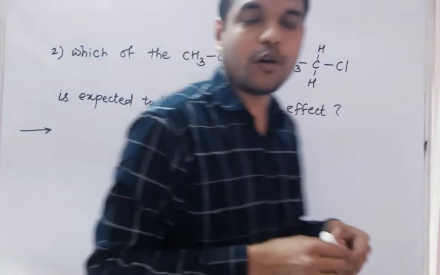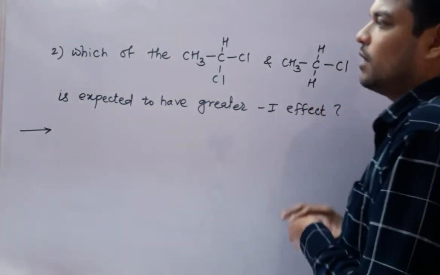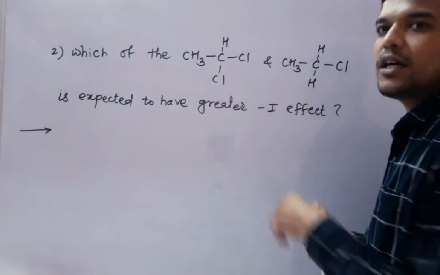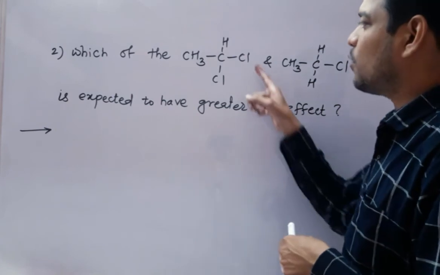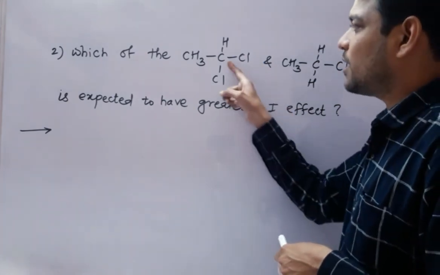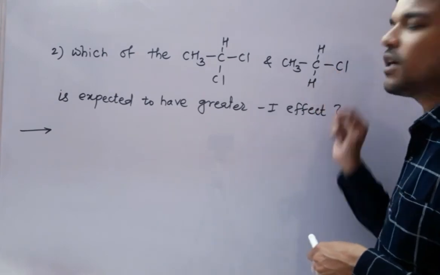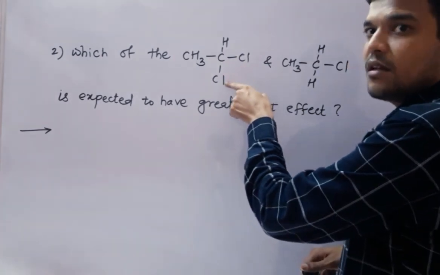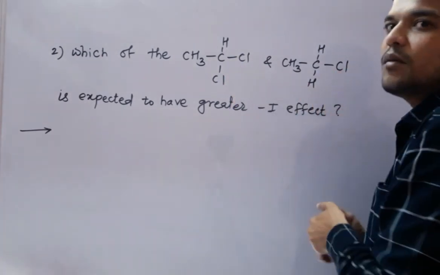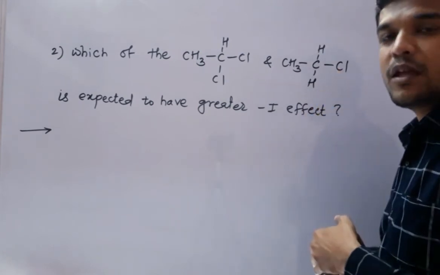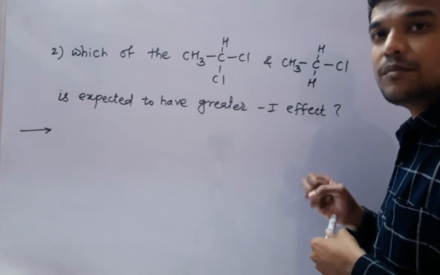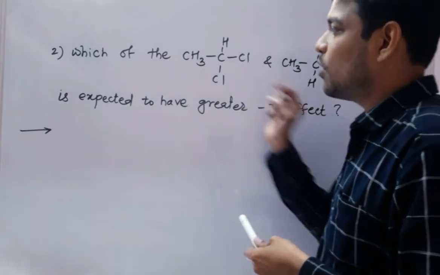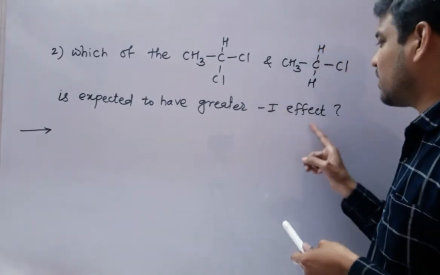Now see friends, here 2 molecules are shown. If your concept is clear, you can easily answer this. See, minus I effect is shown by groups that are electronegative. Here 2 chlorines are attached to the carbon and here only 1 chlorine is attached to the carbon. So in this case more electron density is withdrawn from this carbon because there are 2 electronegative atoms, and in this case chlorine withdraws electron density but to a lesser extent because there is only 1 chlorine. So the first molecule will have greater minus I effect than the second molecule.